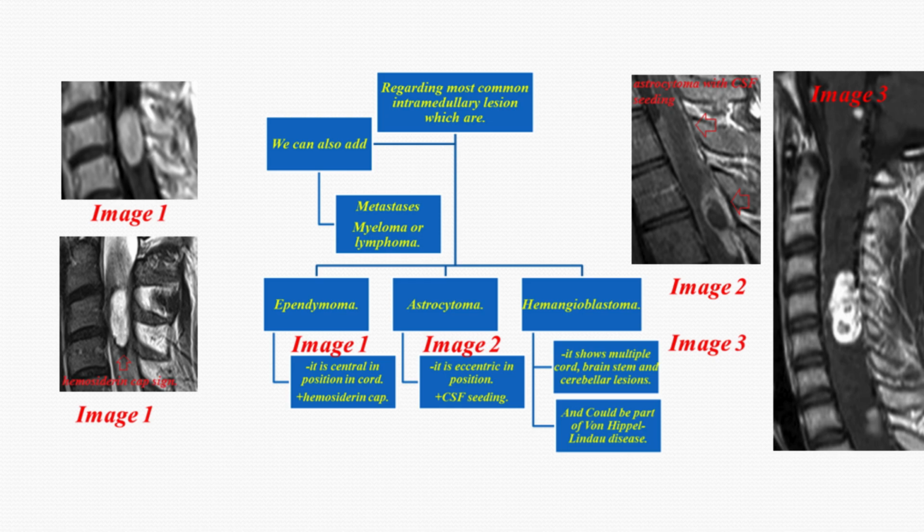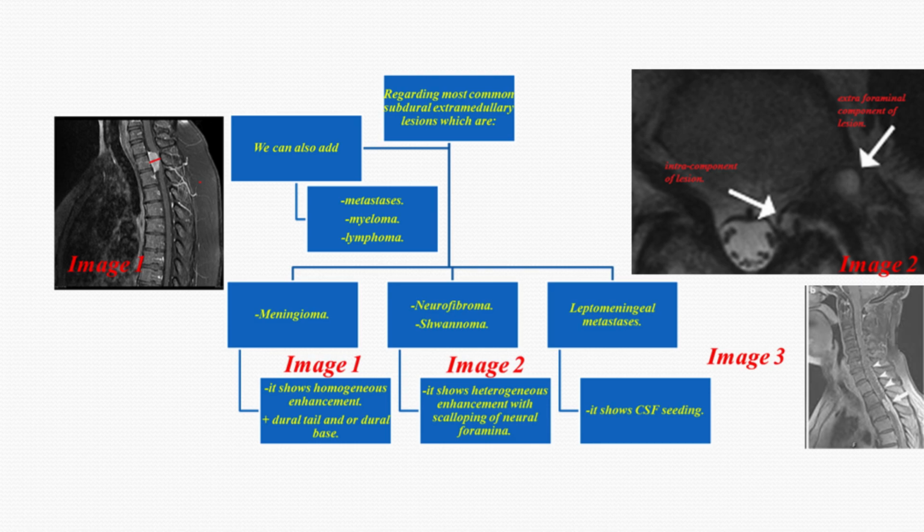Regarding the most common intramedullary lesions, which are ependymoma, it is central in position in the cord plus hemosiderin cap, image 1. Or astrocytoma, it is eccentric in position plus cerebrospinal fluid seeding, image 2. Or hemangioblastoma, it shows multiple cord, brainstem, and cerebellar lesions and could be a part of von Hippel-Lindau disease, image 3.